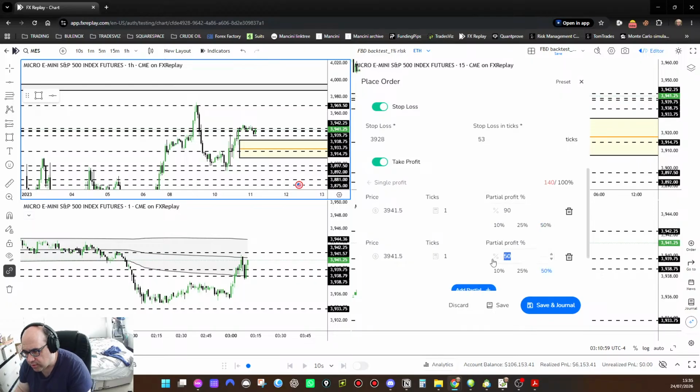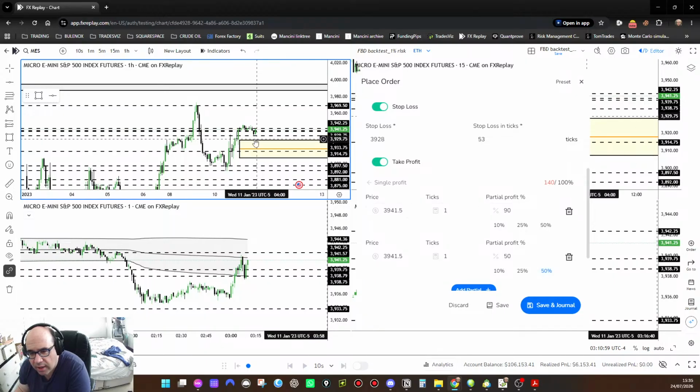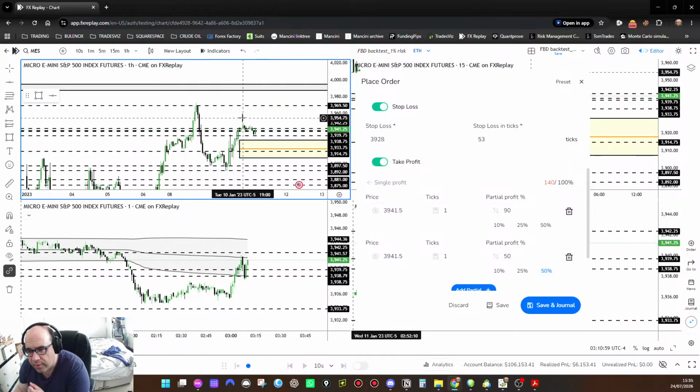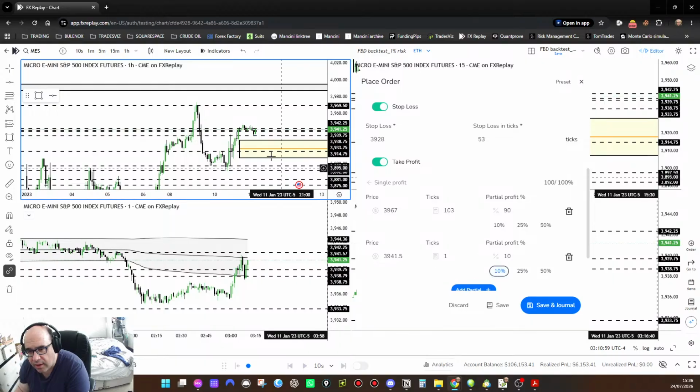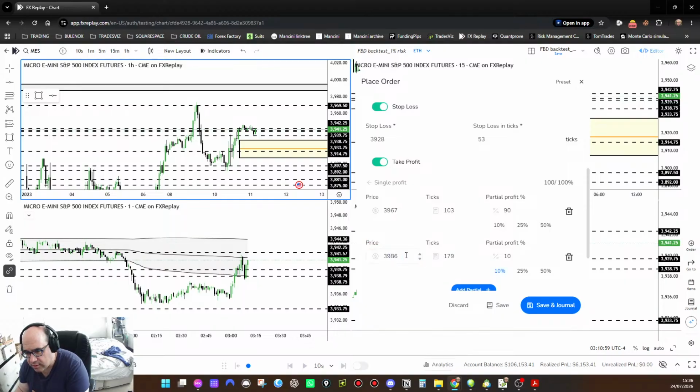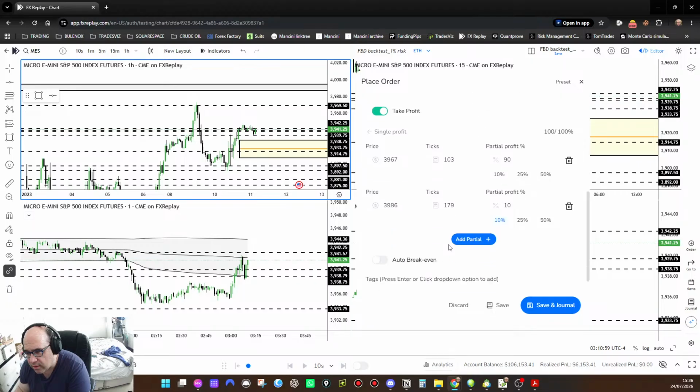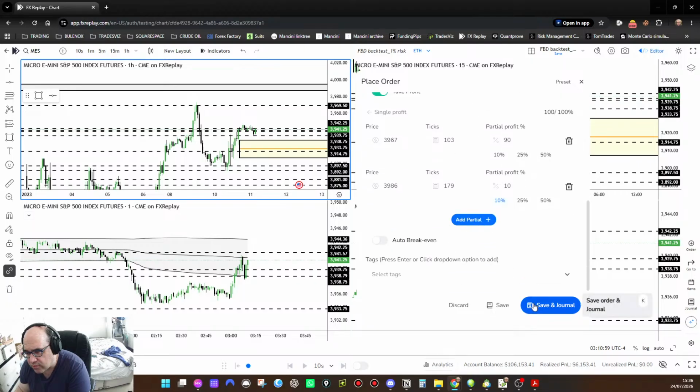This is gonna be 90%, and this is gonna be 10%. So we're gonna take 90% at 39.67, and then we're gonna take 10% at the upper extreme. Let me see if we can go there. 39.86. Then save and journal.